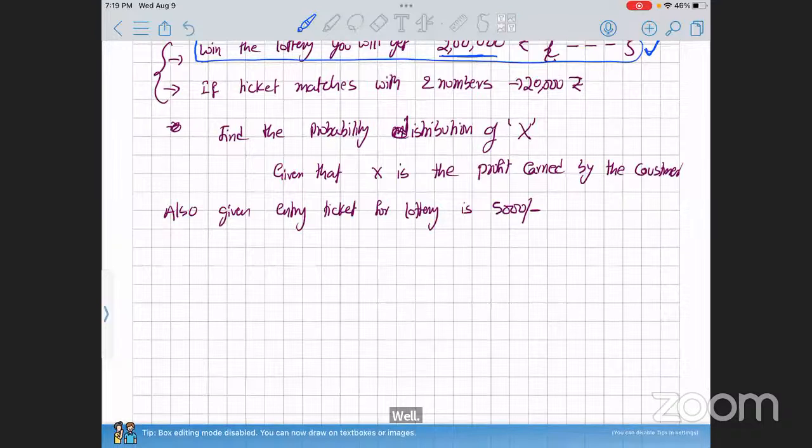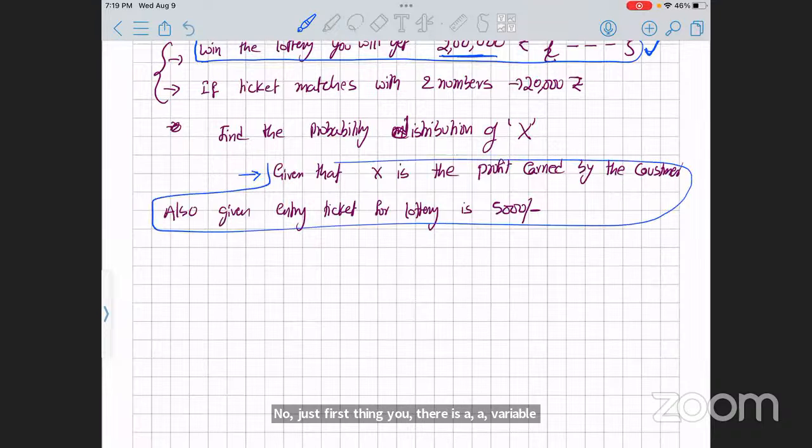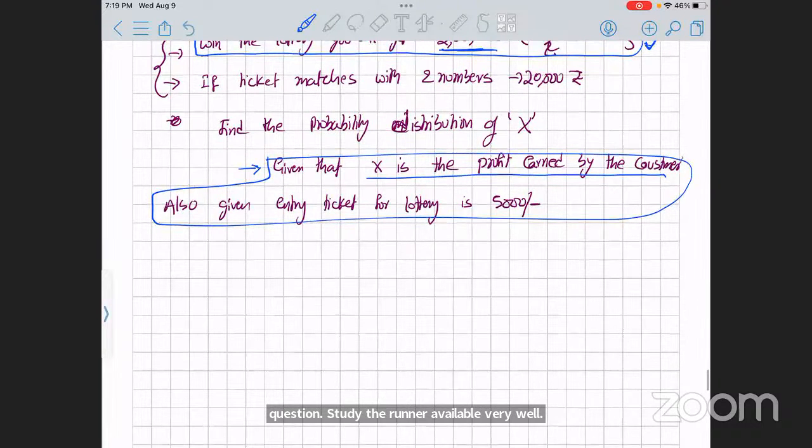Now, first thing, when there is a random variable question, study the random variable very well. Given that X is the profit earned by the customer, so X is profit.